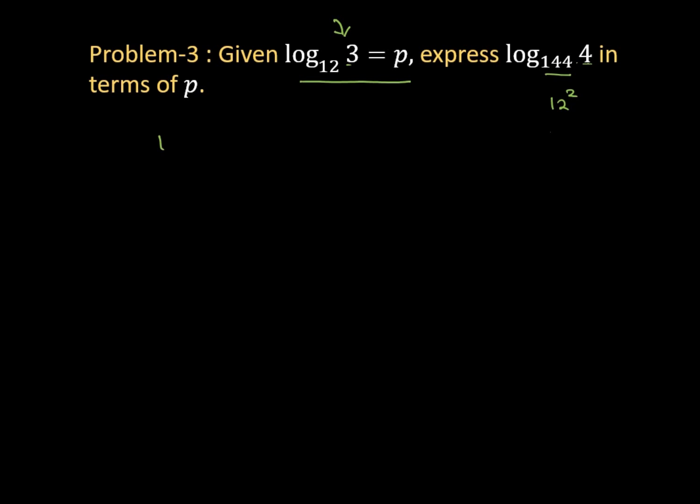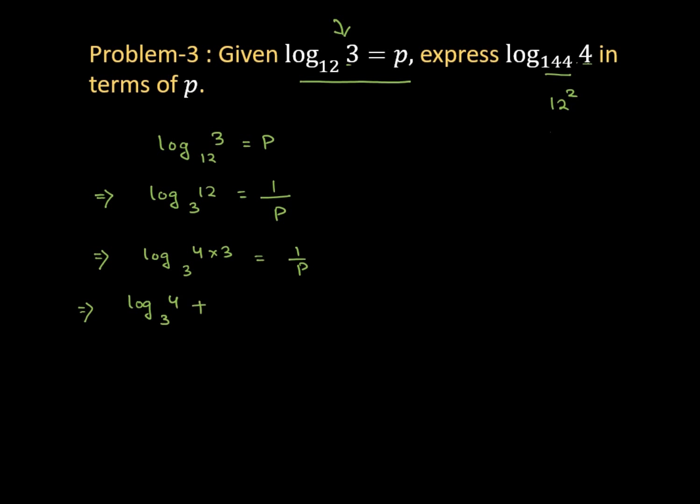So given log of 3 base 12 equals p, what can I write it as? I can write log of 12 base 3. If I take the change of base rule, you can write 1 by p equals log 12 base 3, and 12 can be broken down into 4 times 3. So you write log of 4 times 3 base 3 equals 1 over p. Now you can write this as log of 4 base 3 plus log of 3 base 3 using the product rule is equal to 1 over p.